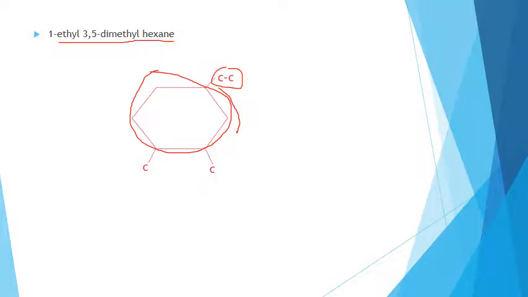So I'll put a methyl at 3, so 1, 2, 3, and I goofed up. There should have been another one coming off here, so this is wrong. So it's 4, 5. So it's 1 ethyl, 3, 5 dimethyl.